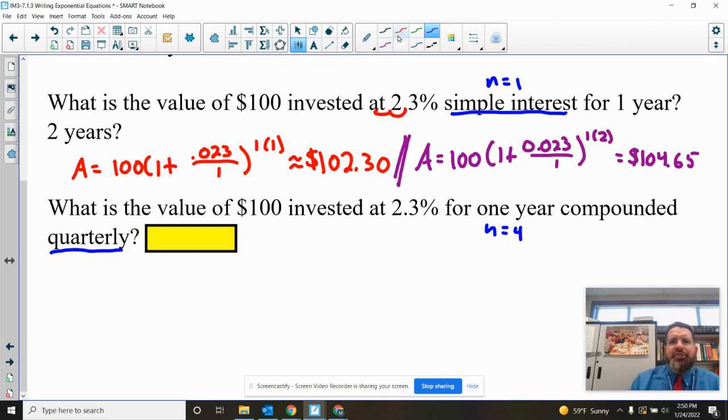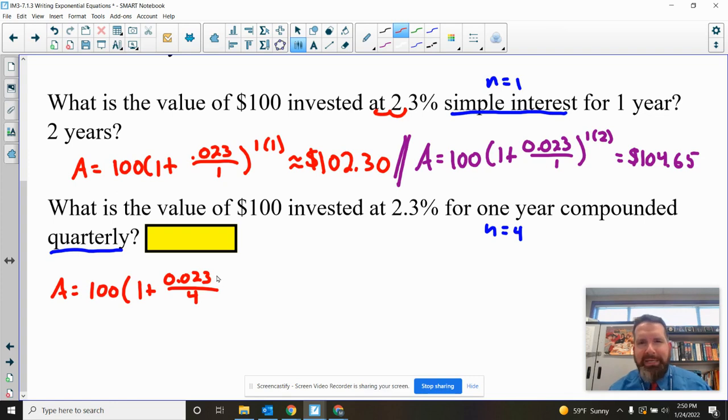Now let's take a look at how that shows up in the formula. So you start with your $100, you have your interest rate, but notice you're not getting the whole interest rate every time. We're taking that 2.3% and splitting it into 4 parts. Now, there's a trade-off. We're also then going to be compounding the interest more often. So you get a smaller amount each compounding, but there's more compoundings. Let's take a look at how it works out in the end.